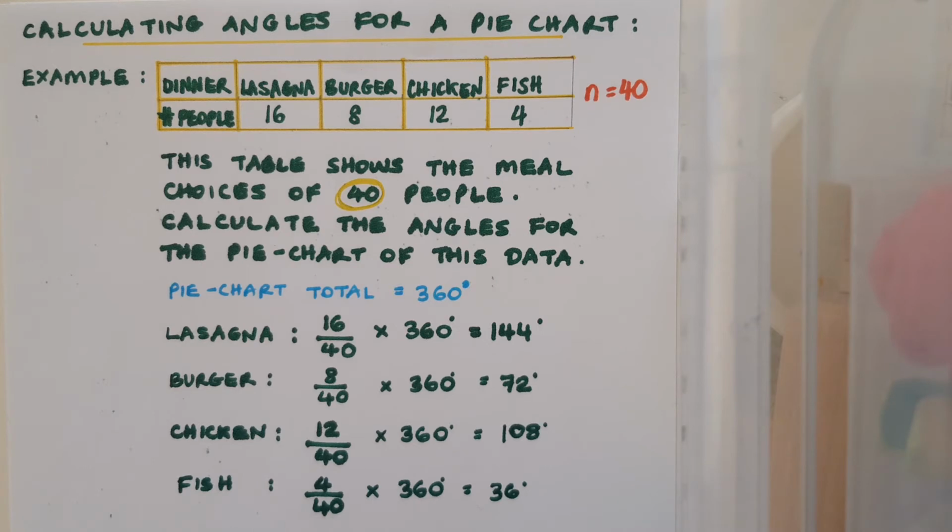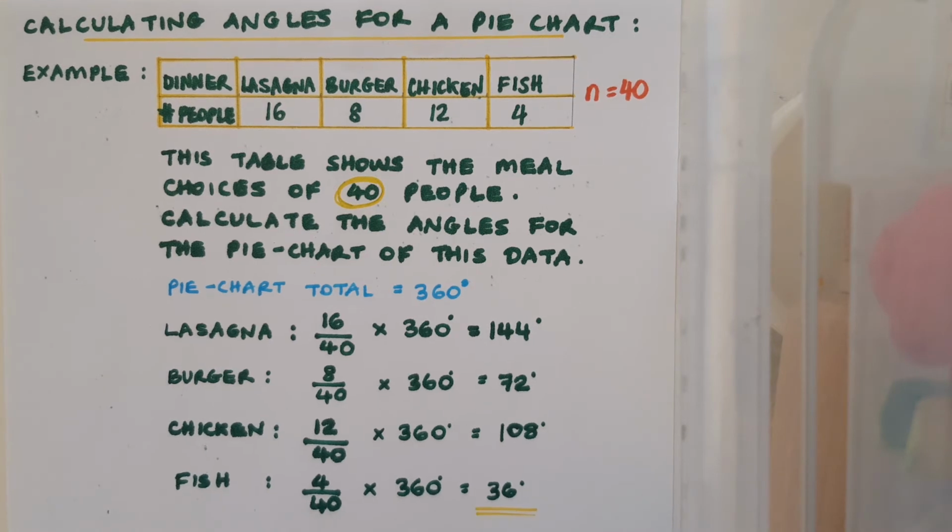Just like before, it's a really good idea, since I know what the total of the angles should be, to actually do a quick tot and just check, does this all come to 360 degrees? And that will just reassure me that I've calculated them correctly. And when I add these values up, I do in fact get that 360.